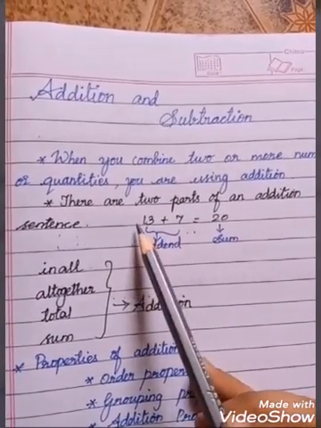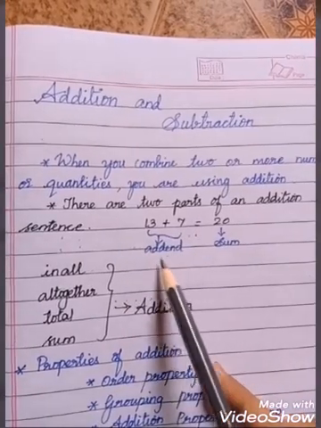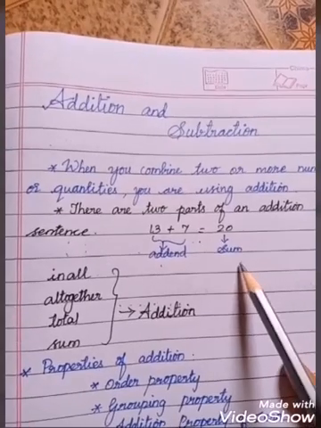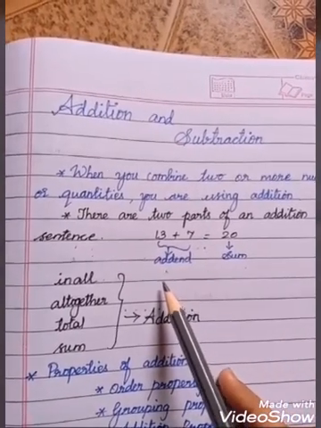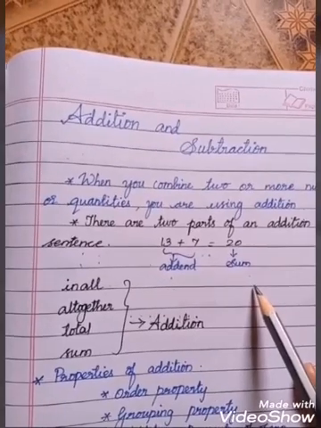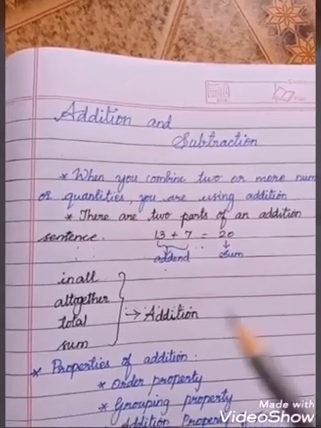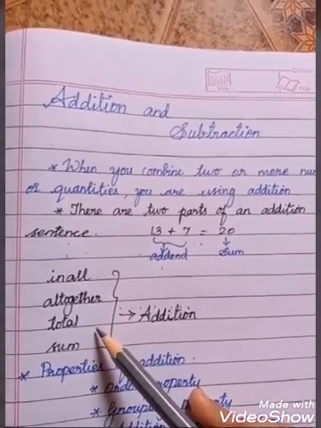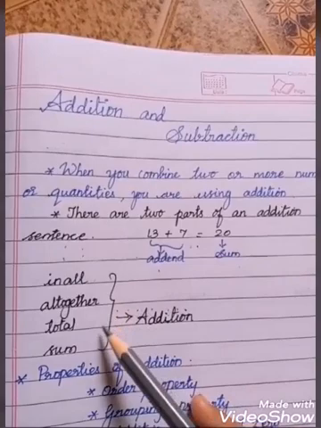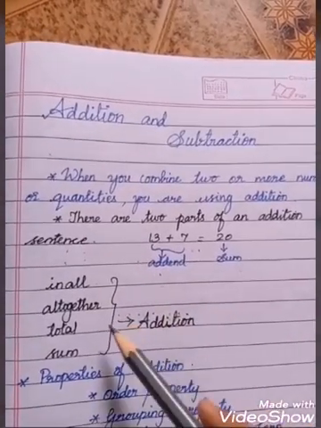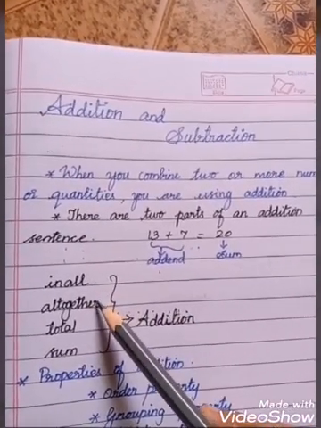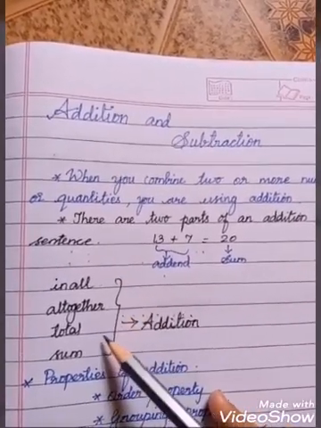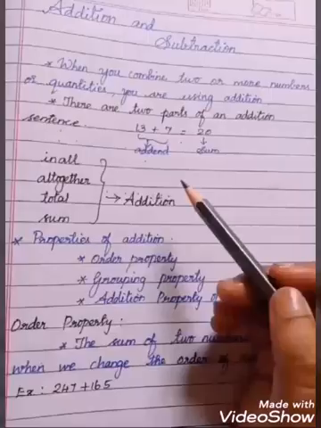Children, listen. The numbers we add are called addends and the answer of addition is called the sum. Remember these words: in all, altogether, total, sum. These words imply addition. So what are the words? In all, altogether, total and sum.